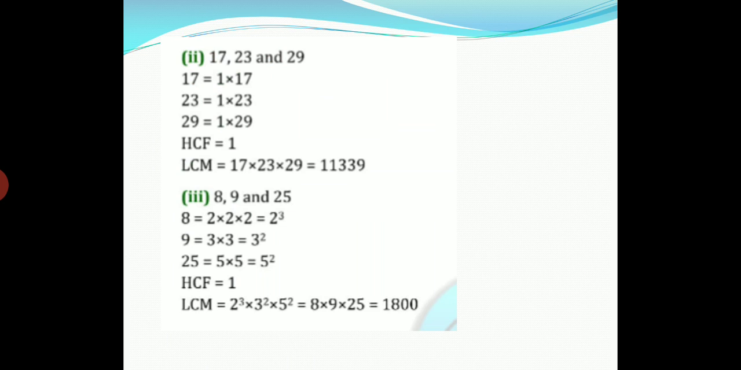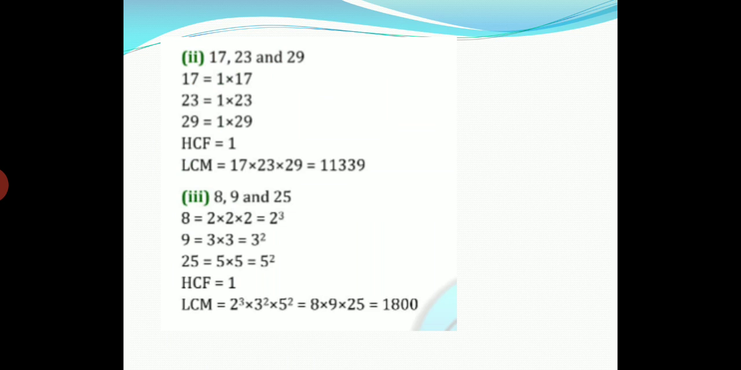So these are not prime factorizations, but I wrote them to make you understand what the HCF of these three numbers is. HCF of 17, 23, 29: you can see that they don't have anything common, but you have 1. So the HCF of these three numbers is 1. That's why we have written this factorization. Now LCM: we write all the prime factors. So 17 into 23 into 29, you get 11,339.